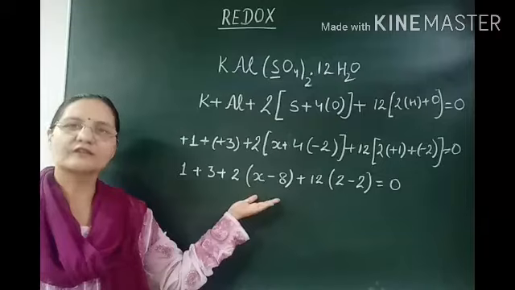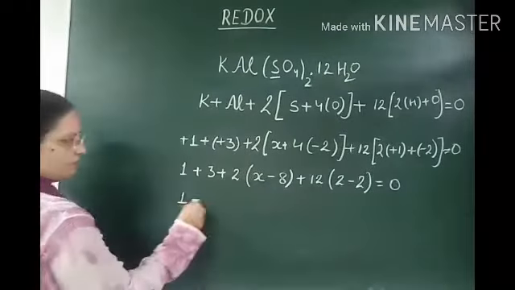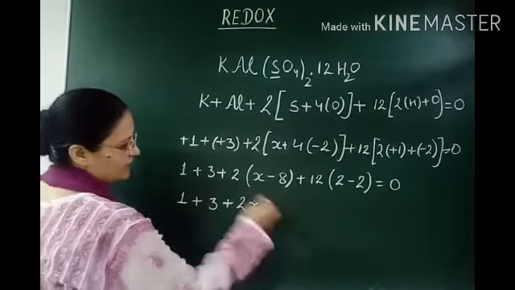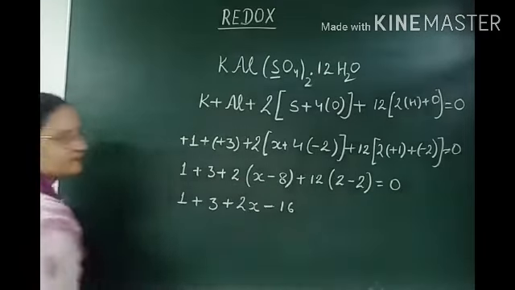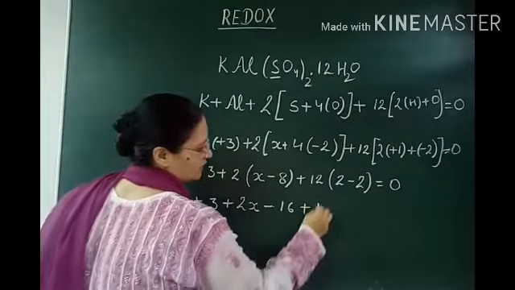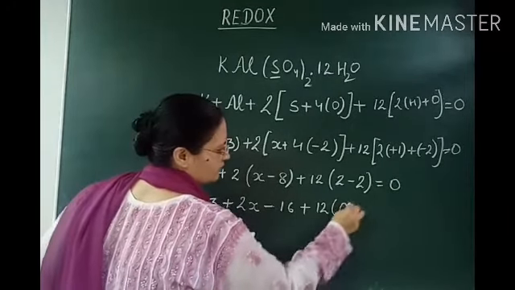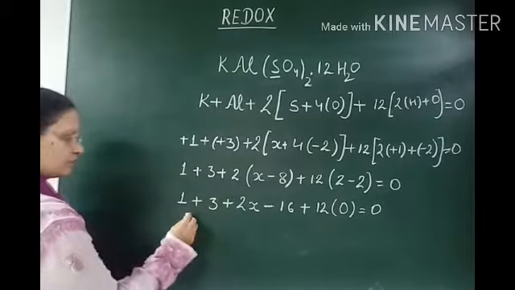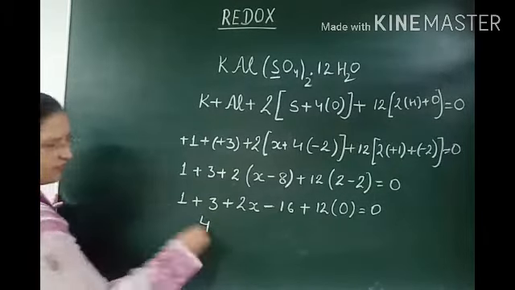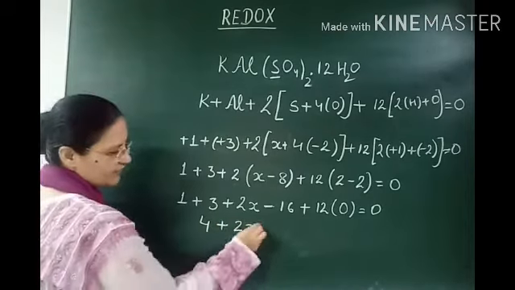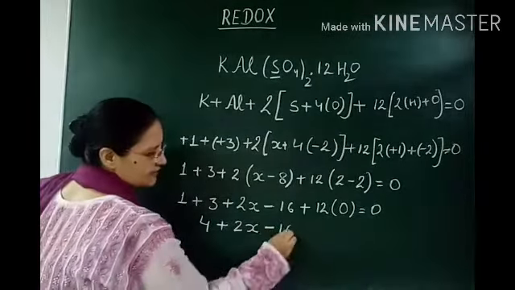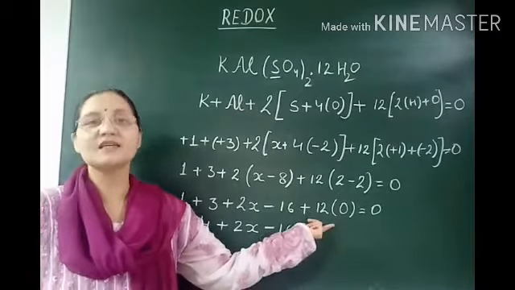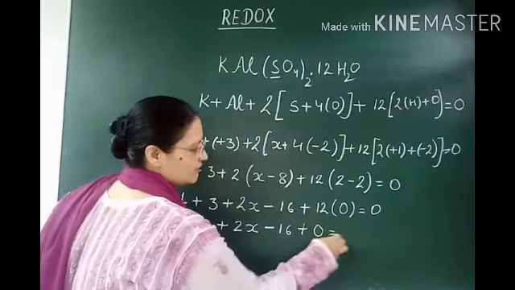Now solve the brackets first. 1 plus 3 plus, let's multiply, 2x minus 16 plus 12, 0 is equal to 0. 2 minus 2 must be 0. 3 plus 1, 4, plus 2x, which we have to calculate, minus 16 plus, when 0 is multiplied by anything, it must be 0. So here we can write 0 is equal to 0.